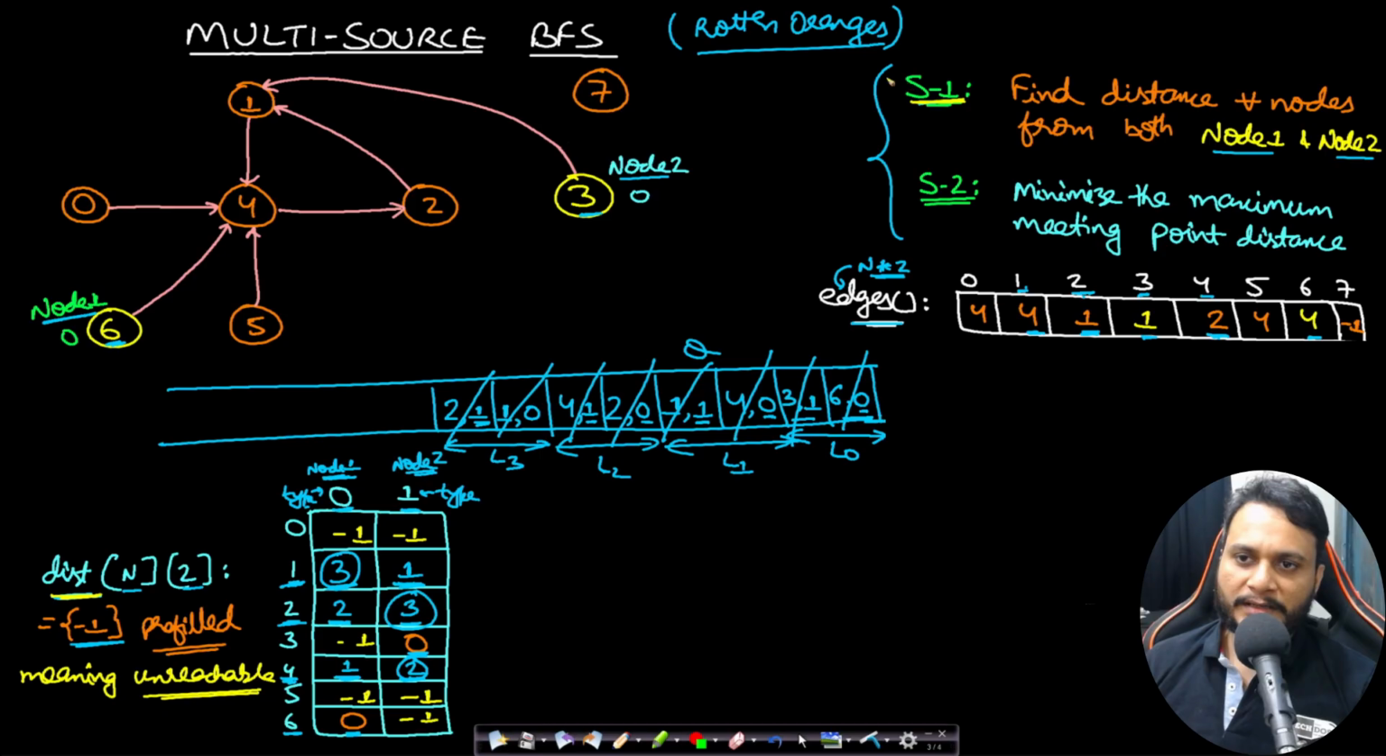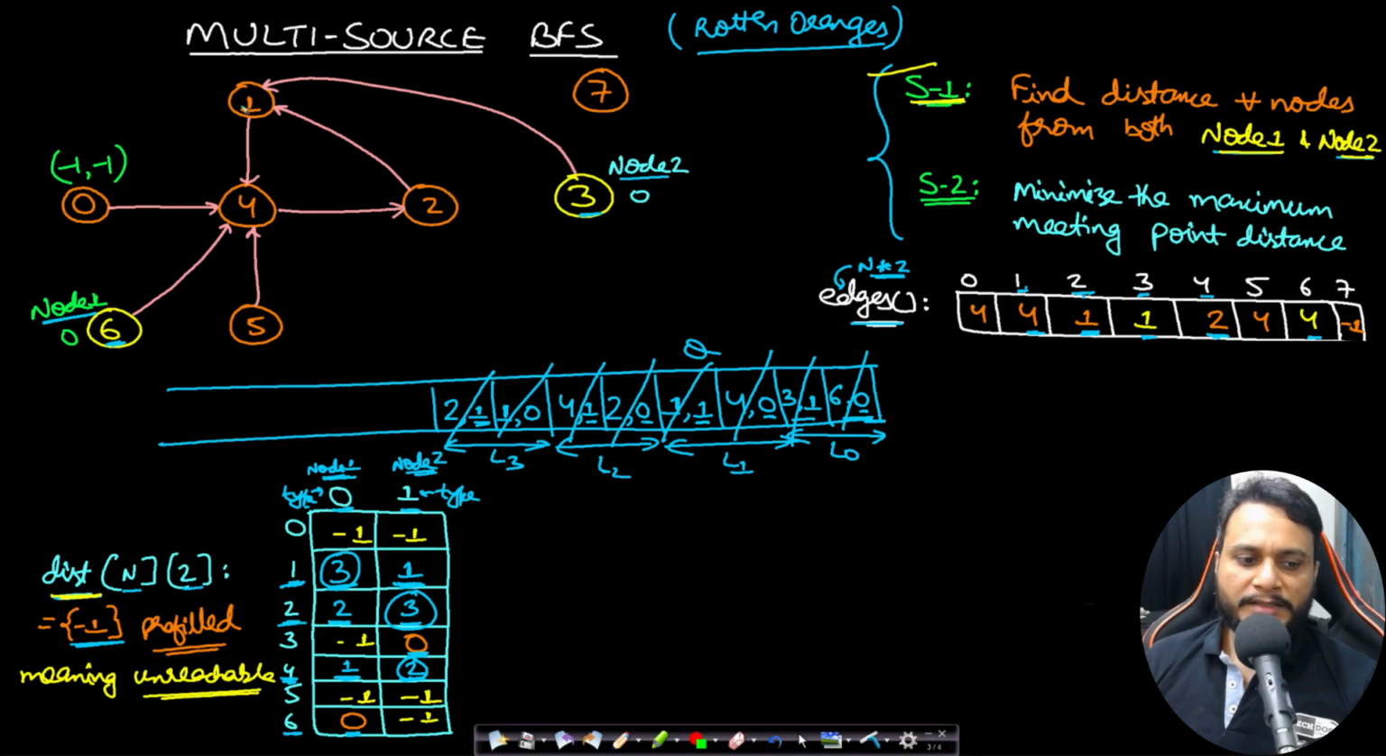So our step 1 is done, which was about finding the distance for all the nodes from both node 1 and node 2. So let me fill the values here. For node 0 it will be -1 -1, because node 0 is not reachable from either of the nodes, node 1 or node 2, right?